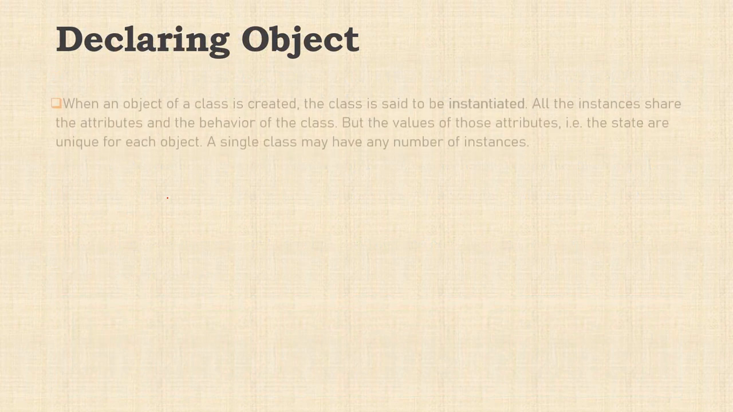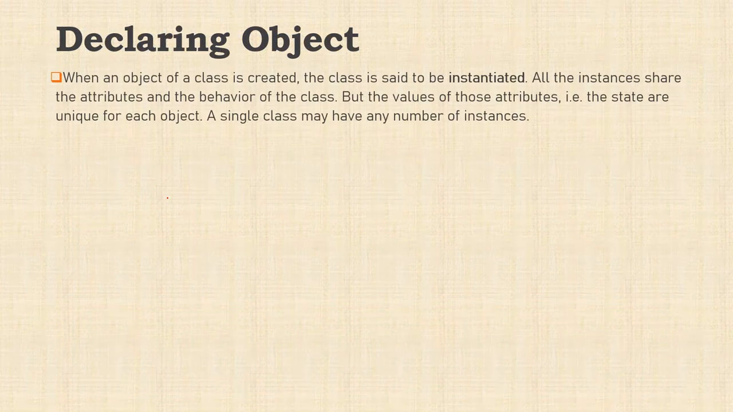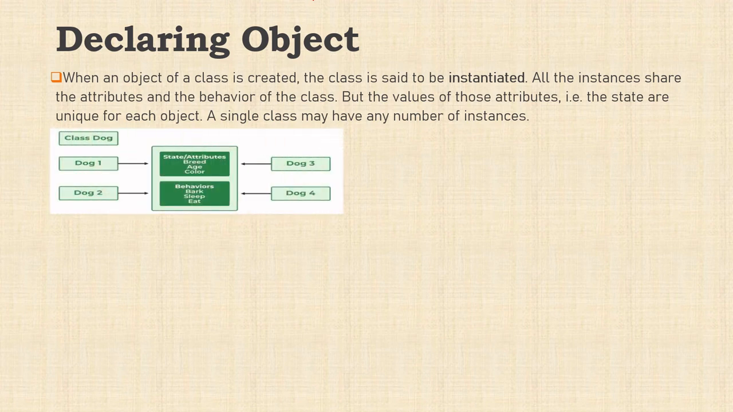So declaring an object. How can you declare an object? We'll see. When an object of a class is created, the class is said to be instantiated. All the instances share the attribute names and behavior of the class, but the values of those attributes, that is states, are unique for each object. A single class may have any number of instances. We can create multiple instances of a class.